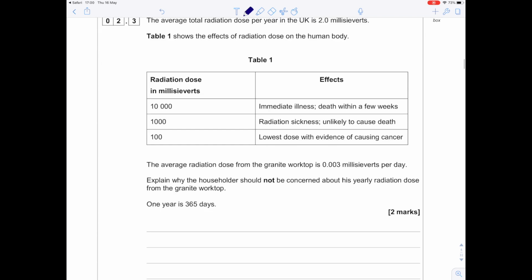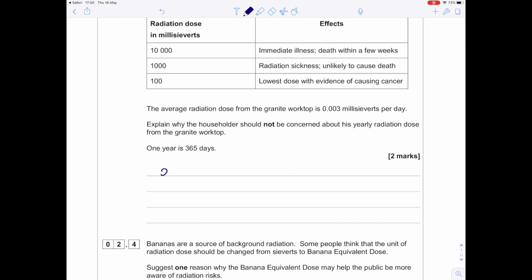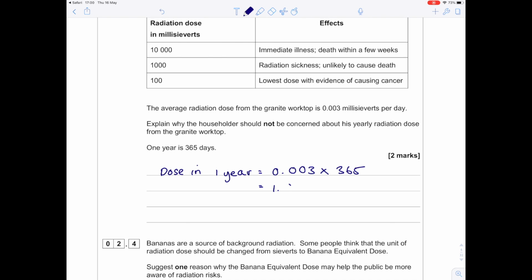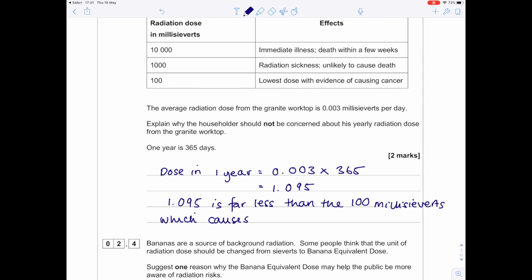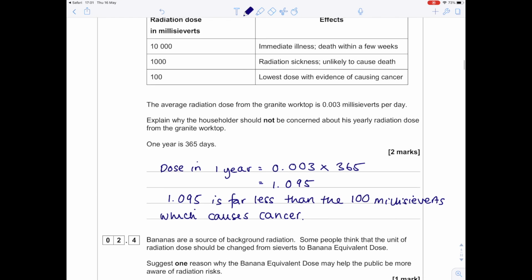Notice that 1 year is 365 days. So let's work out the dose over a year. So we take the amount per day, which is 0.003, then we multiply it by the number of days in a year. And then once you've done that, you get a value which is 1.095. Now 1.095 is far less than the 100 millisieverts, which causes cancer. So that dose is so low that we're not going to have any issues here.